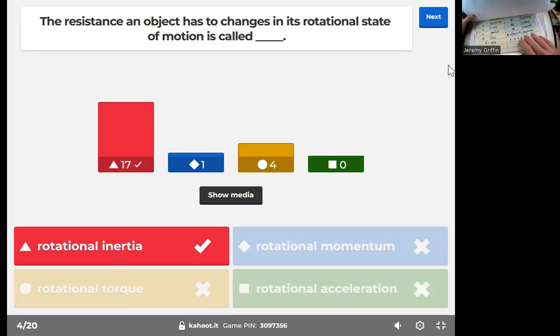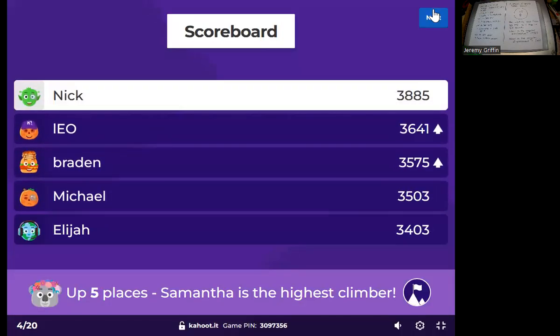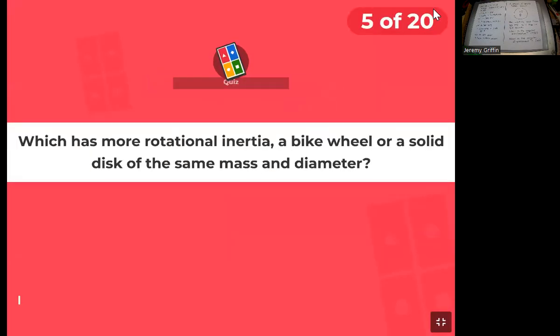Where's my roller race? Here we go. So it's really hard to get the ring rotating. It's really easy to get the bowling ball rotating, right? Like per equal mass. Okay. But even if those were different masses, the race would still play out the same. All right, Nick is still in the top spot.